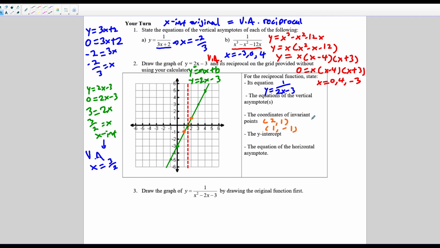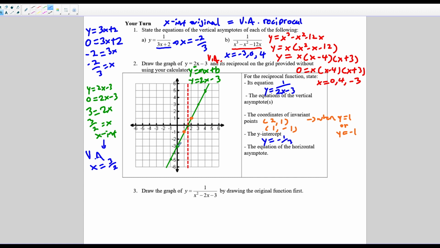So basically when y is equal to 1 or when y is equal to negative 1. So that's where our invariant points are going to be. I've gone ahead and highlighted them in orange here. We can also look at something such as the y-intercept, and we know that the y-intercept is going to be over here. So the reciprocal of the original y-intercept is going to be negative 1/3.